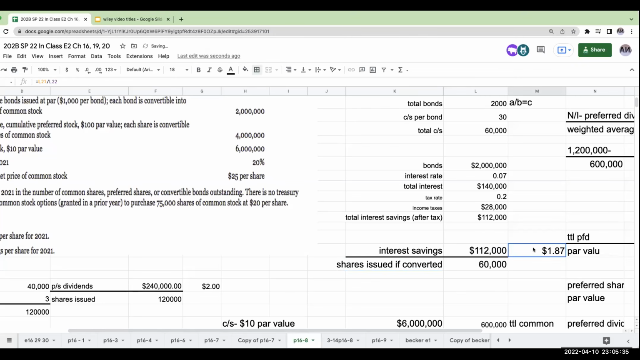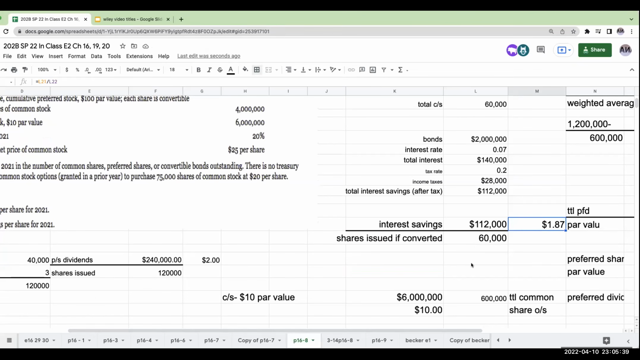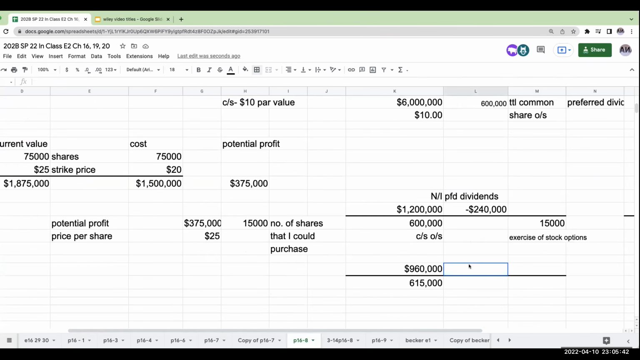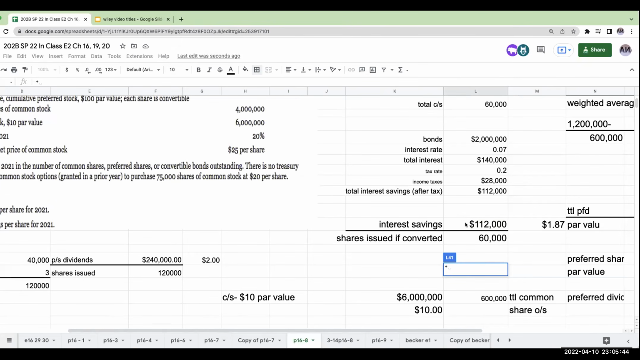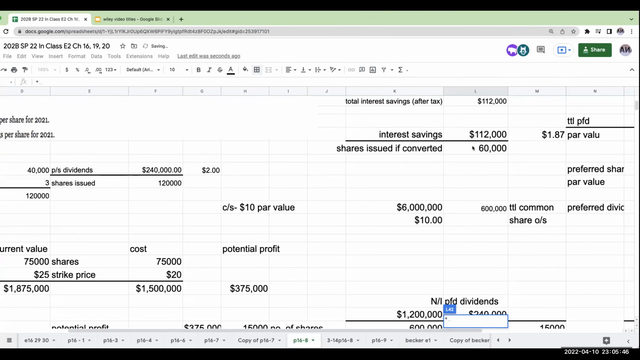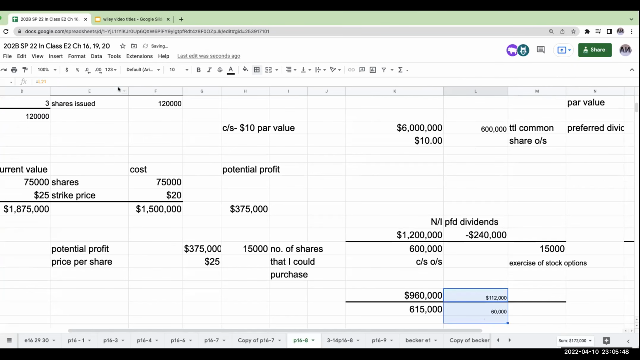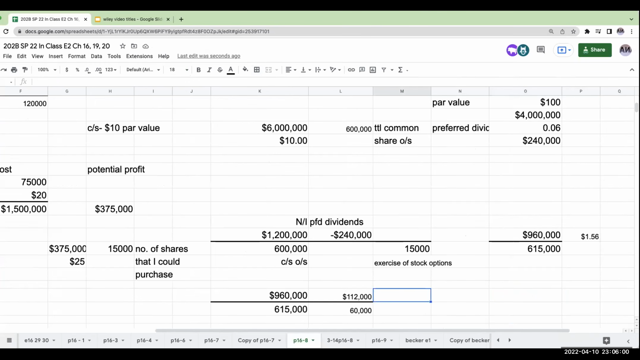So what I'm going to do here, even though this is $1.87, you might say, Tchaikovsky, this is going to be dilutive. We need to go through and add this in here, right? So you get 112 and 60. And the reason why we're going to add it back is we want to see if the diluted earnings per share is still at $1, as long as it's less than $1.60, we can keep it. So over here we have 1,072,000, and then we've got 675.